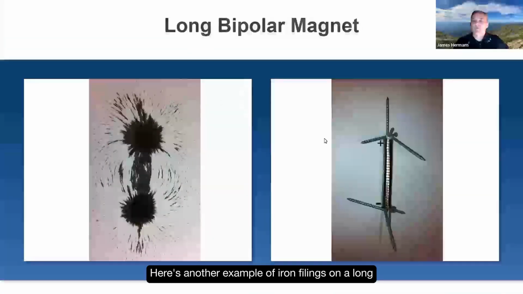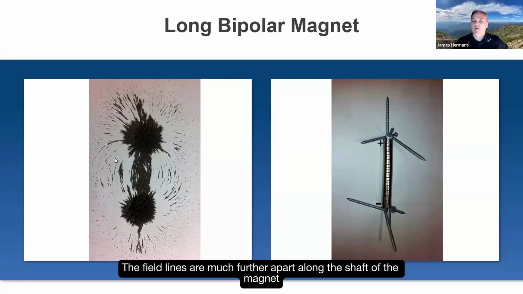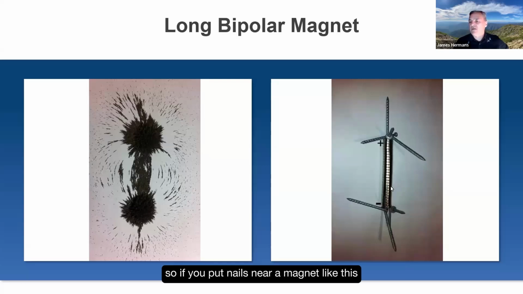Here's another example of iron filings on a long bipolar magnet. You can see how the iron filings are very dense at the ends, and the field lines are much further apart along the shaft of the magnet. If you put nails near a magnet like this, they all stick to the ends. The magnetic field is very weak and the forces along the shaft are very weak; all the strength of the magnet is right at the ends, where the field lines are most dense.